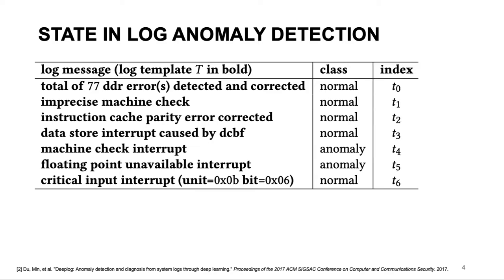Previous approaches represented these logs with indices. So we have the templates here in bold, and each template is represented by an index: T0, T1, T2, T3, and if somewhere in the bottom imprecise machine check appears, it will again be T1. So this is the usual way of representing the logs as a sequence.